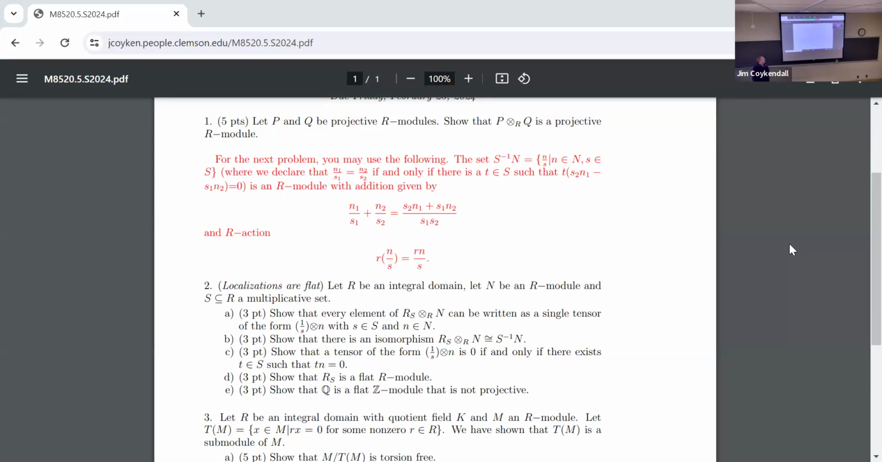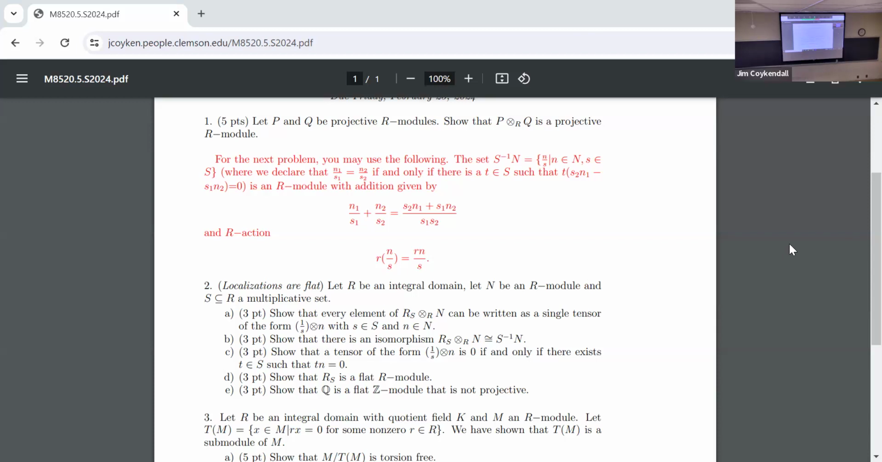Now I've got a problem too, it's a 15-point problem. I've broken it up into what I hope are bite-sized pieces. So you all saw localizations probably in 8510, rings and fractions, where you have R over a set of denominators, you all did see this, right? At some point. Well, you can generalize this to modules.